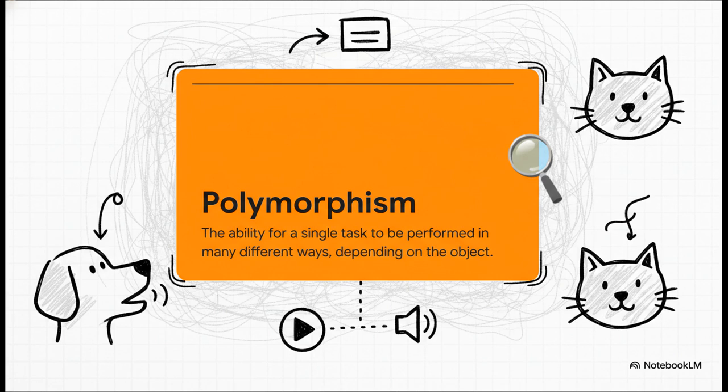Polymorphism allows a single action or a single method name to do different things depending on which object is performing it. So you could have a whole group of different animals, and you tell each one to make sound. The dog object will bark, and the cat object will meow. Same command, different behaviors. It's pretty cool.